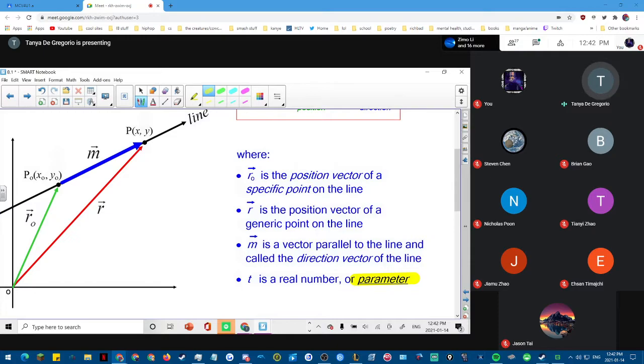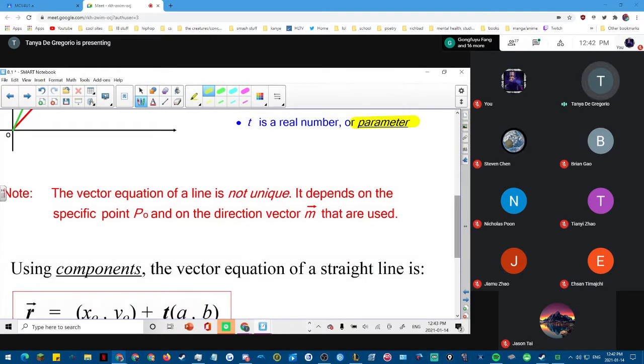So notice here, M is a vector parallel to the line and called the direction vector of the line. T is a real number or parameter. You're going to hear that a lot. It just means it's a scalar. So a parameter. Note the vector equation of a line is not unique. It depends on the specific point P naught and on the direction vector M that are used. So let's talk about that.